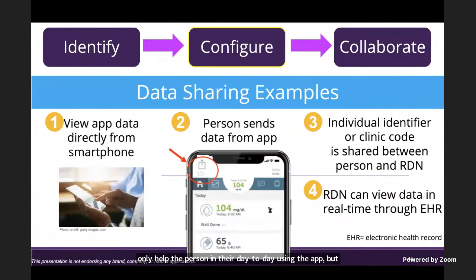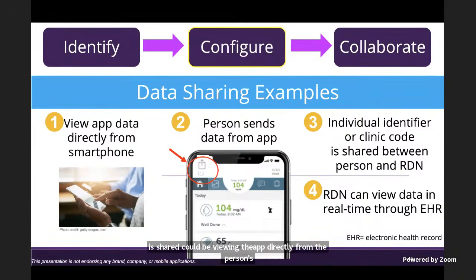So some examples of how data is shared could be viewing the app directly from the person's smartphone, right? So if there is no kind of direct connection, looking at the app with them. Some apps allow individuals to generate a PDF or Excel report from the app, which they could then email to you.